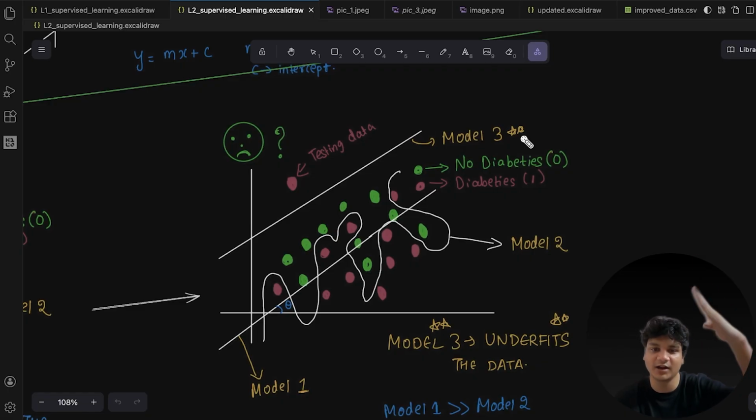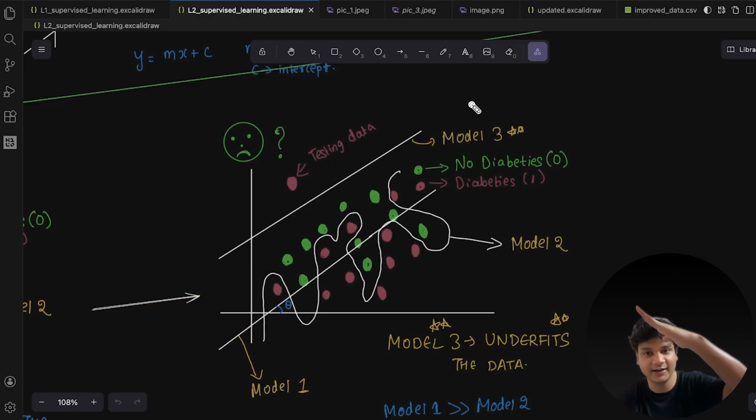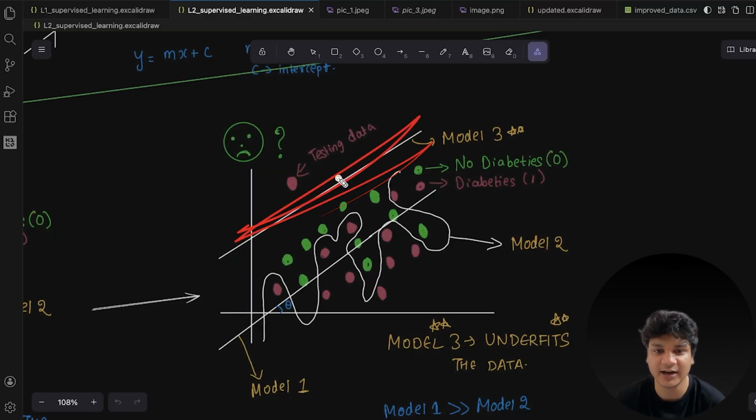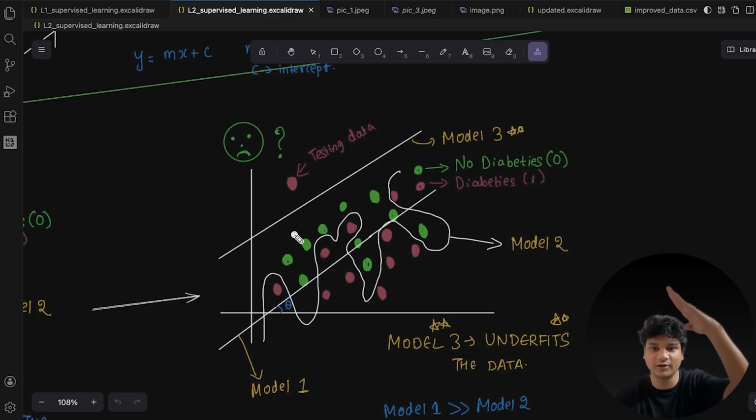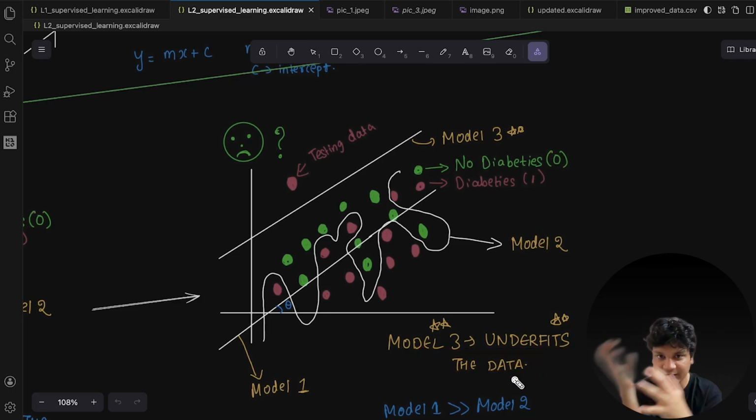it is way too far from my data. So this line number 3, though it is a single line, is better than the overfitting line. It is better than line number 2, but it is underfitting, because it is not even in the zone where the data is actually present. So that is why model 3 underfits the data. Now you get the concept of overfitting and underfitting. Now I can proceed.